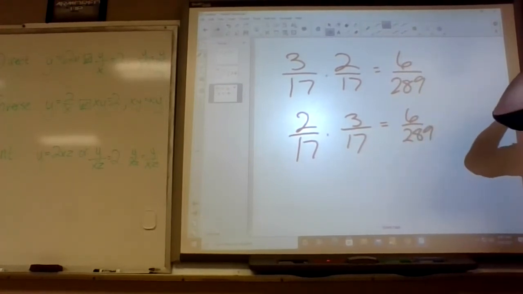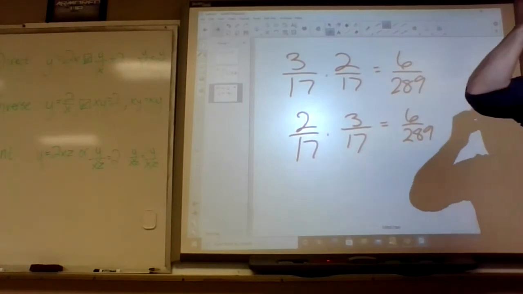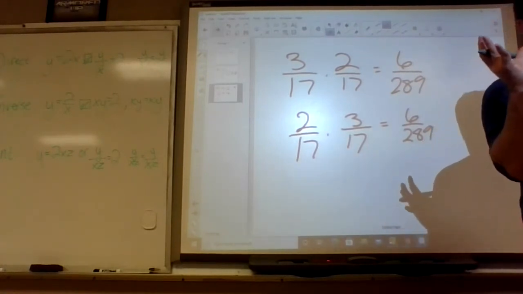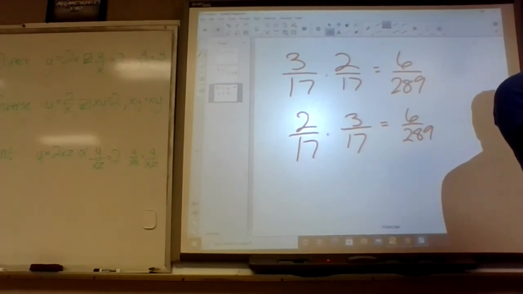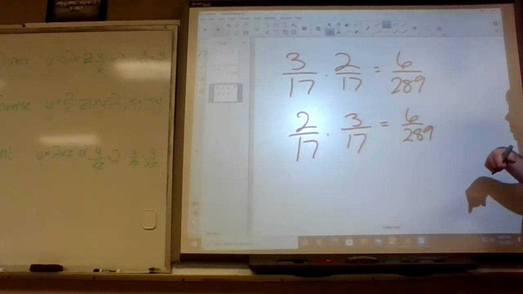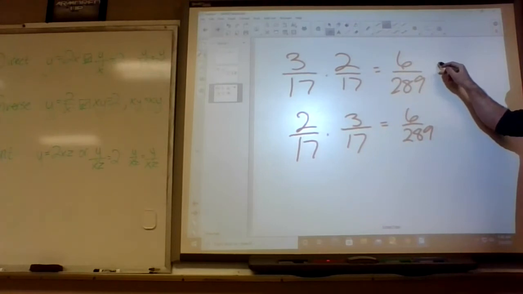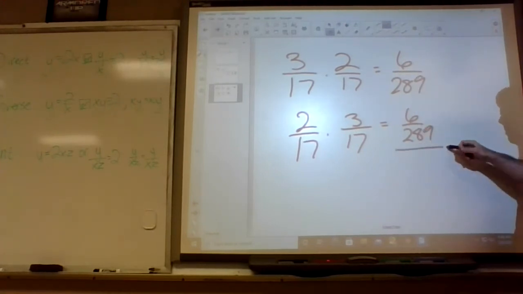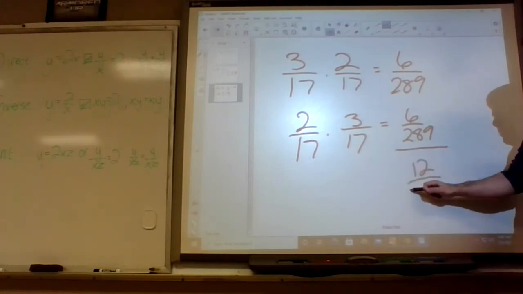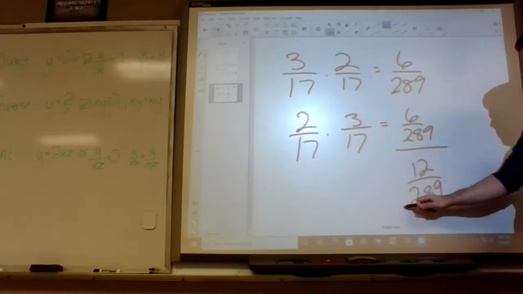The pattern is, it helps if you understand it, because otherwise you might not remember this: when they use the word and, it's multiply. But when we use the word or, it's add. So what's 6 over 289 plus 6 over 289? 12 over 289.